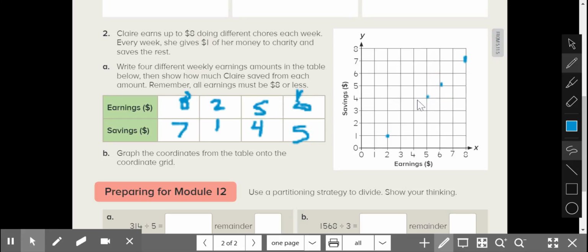Right there. Graph the coordinates from the table onto the grid. So I guess we did that at the same time. You can almost see that if we were to take a ruler, we could find other amounts that she would have earned along this way up to $8 in earnings.